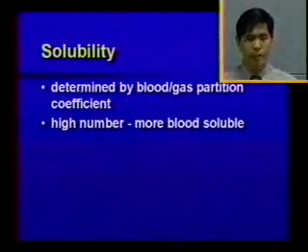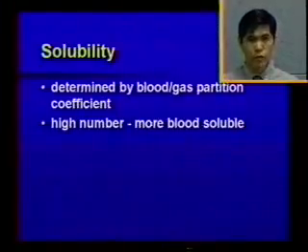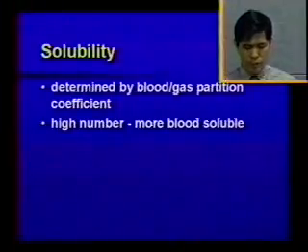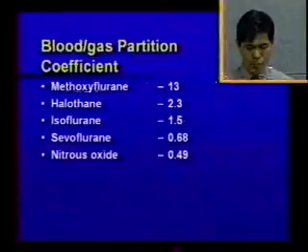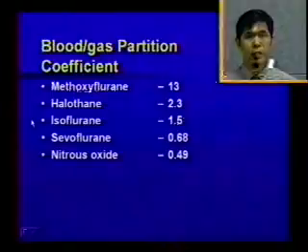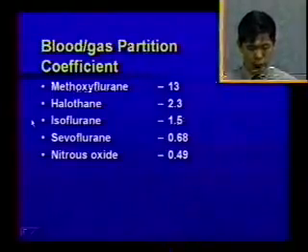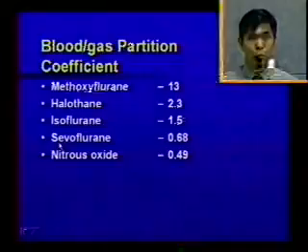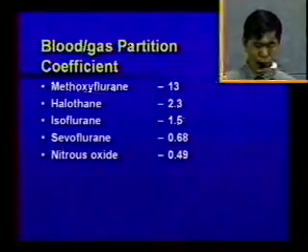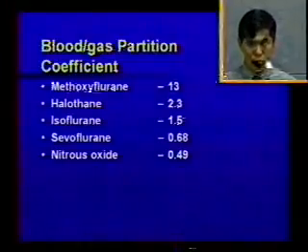The solubility of an agent is determined by what we call the blood gas partition coefficient. This is like the comparison of the amount that is in the blood as well as in the gas at equilibrium. So remember that the higher the number of this blood gas partition coefficient, the more blood soluble the agent will be. So let's look at the blood gas partition coefficient of the different agents. Methoxyflurane 13, halothane 2.3, isoflurane 1.5, sevoflurane 0.68, nitrous oxide 0.49. As you could see here, sevoflurane has a very low blood gas partition coefficient. And that is why sevoflurane, compared with iso, halothane, and methoxy, has the quickest induction and recovery.